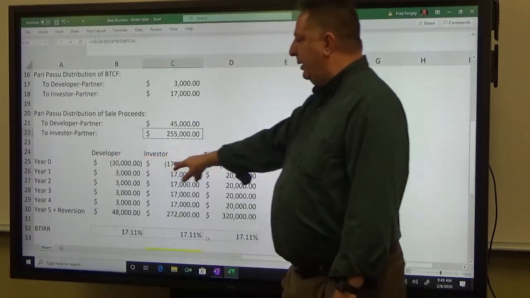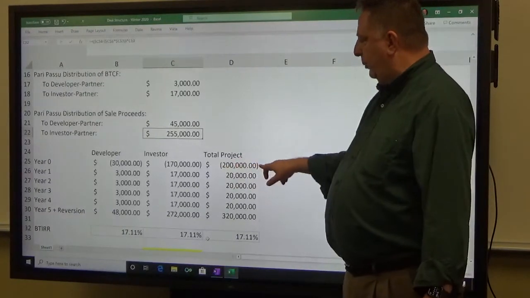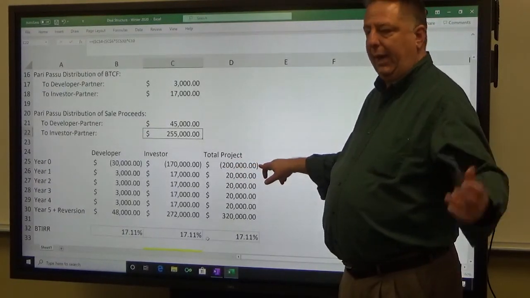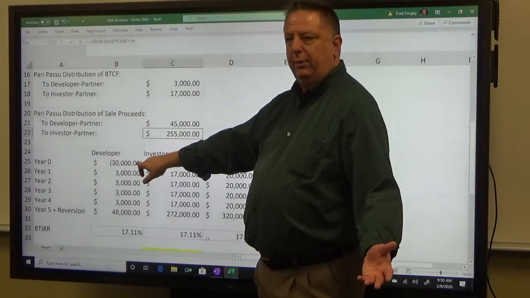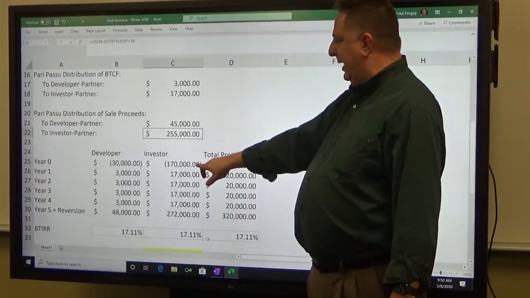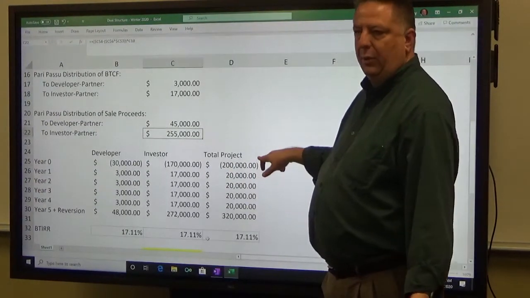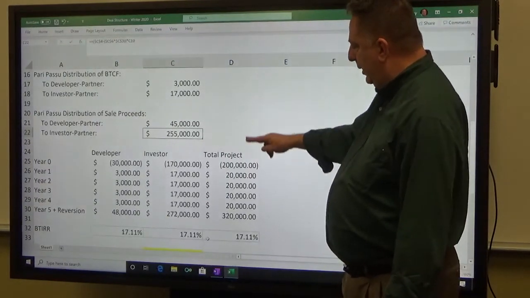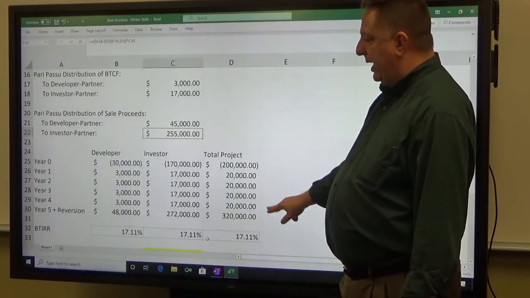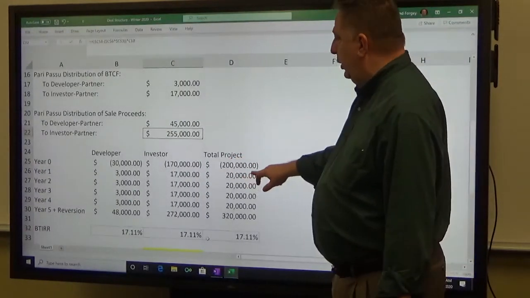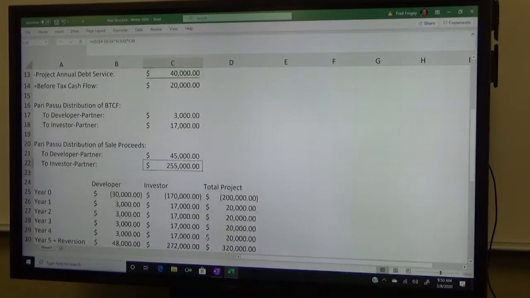Okay, so the very first line for year 0 represents the equity contribution. For the total project it was 200,000. But the developer's portion of that was 15% or 30,000. The investor's portion was 85% or 170,000. So you just add those two up to get the total. Then the subsequent before tax cash flows for the next several years, your total before tax cash flow up here, 20,000.